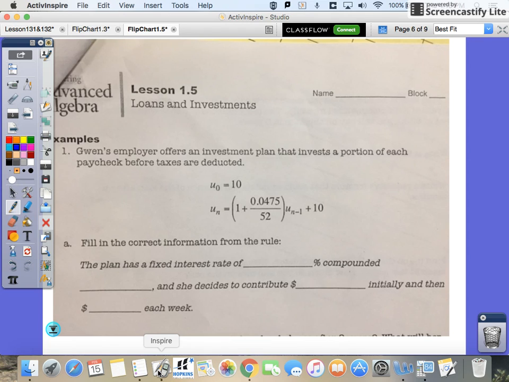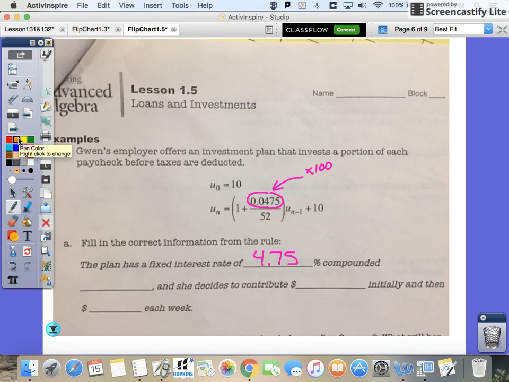Part A says, fill in the correct information from the rule. The plan has a fixed interest rate of, well, the place that we always look for our interest rates is inside the ratio. And this decimal right here represents the interest rate specifically. So if you take that times 100, you get 4.75%.